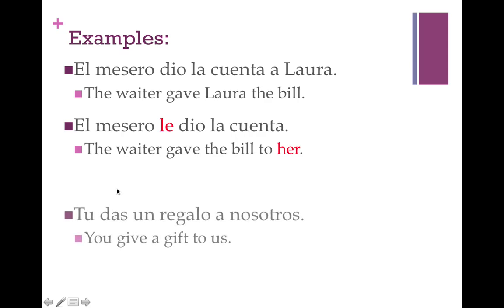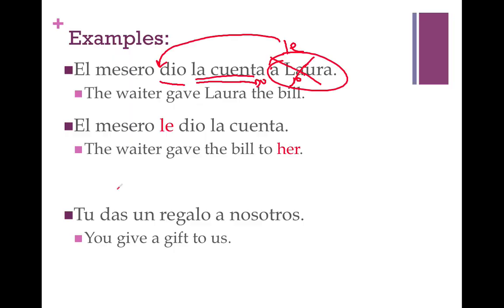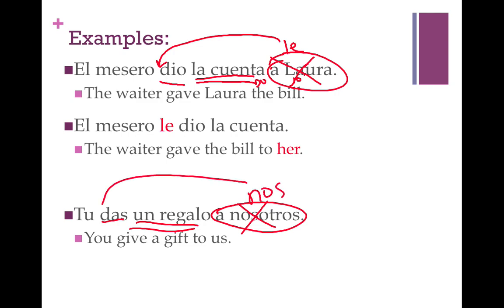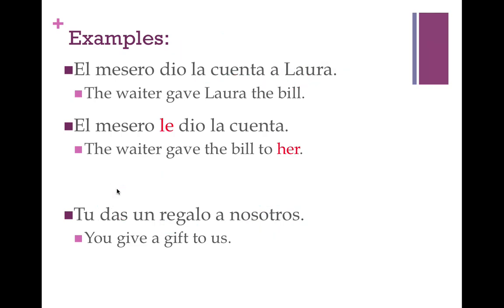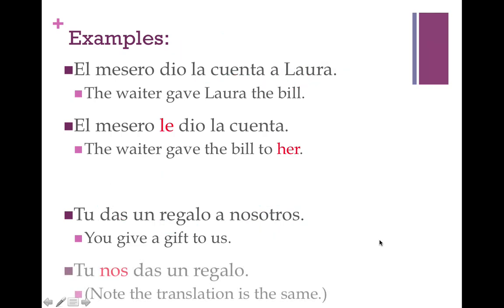All right, here's another sentence. Tú das un regalo a nosotros. All right, what's my verb? Yep. Das. What did you give? Un regalo. To who? Nosotros. Replace it with nos, and it goes in front of das. All right, so we're left with tú nos das un regalo. So you can just say nos das un regalo and be good to go.